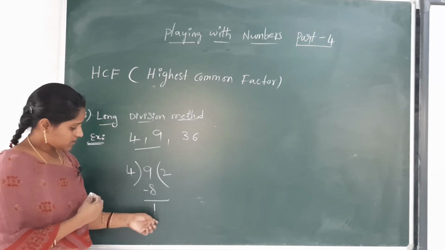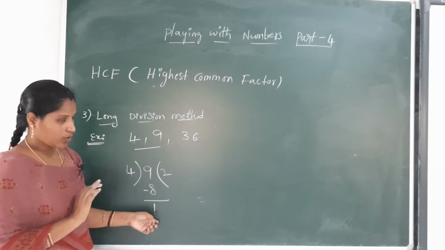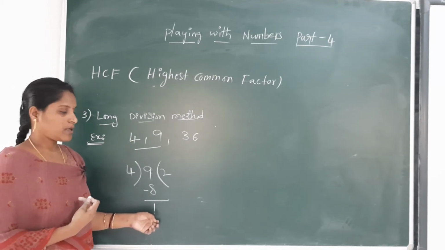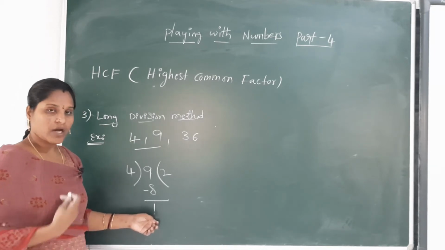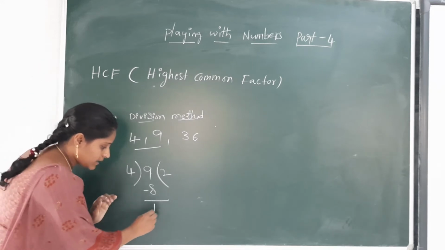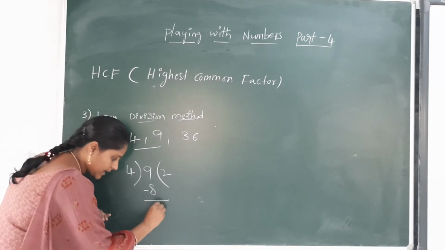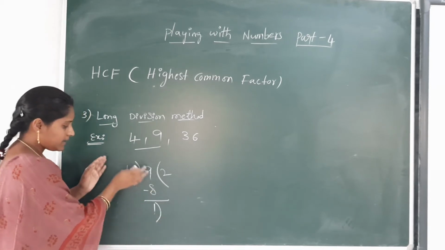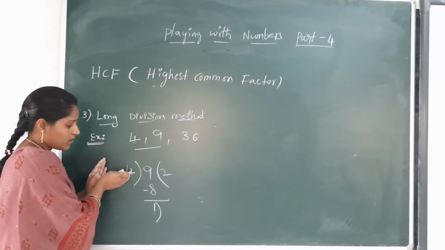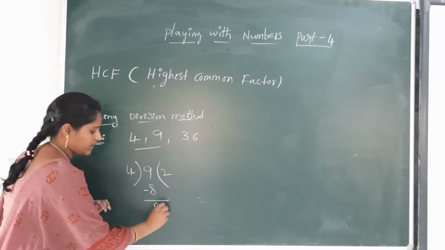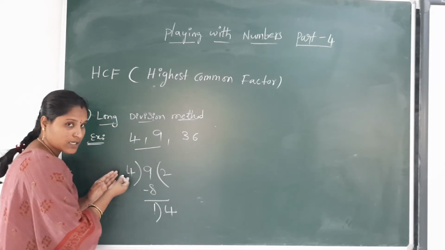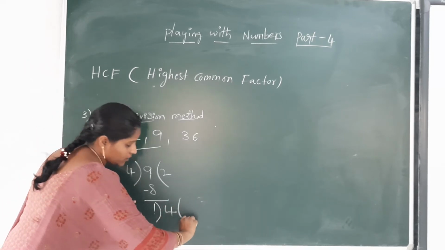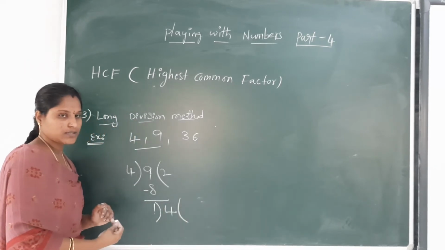So this process is not completed up to here. If we get 0 as a remainder, then only the process will be stopped. Otherwise we have to continue. We have to take this remainder as a divisor, and the before divisor, here 4, which is the last before divisor, becomes the dividend. We have to continue the process like this up to we get 0.